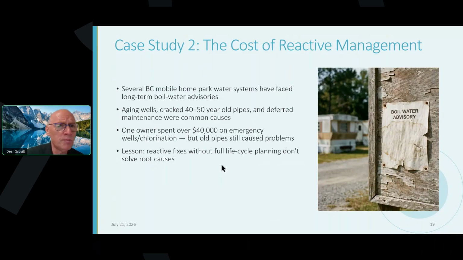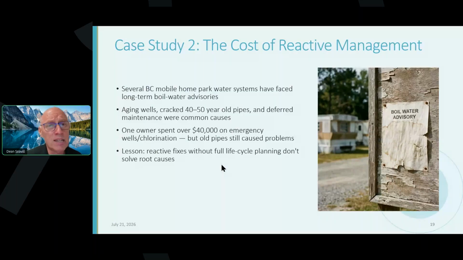Several, and I'm not just saying BC mobile home parks. They could be campsites. They could be a restaurant on a single system. They're on long-term boil water advisories. Why? Well, they just don't have the budget. They're just looking at this whole thing and throwing their hands up in the air.